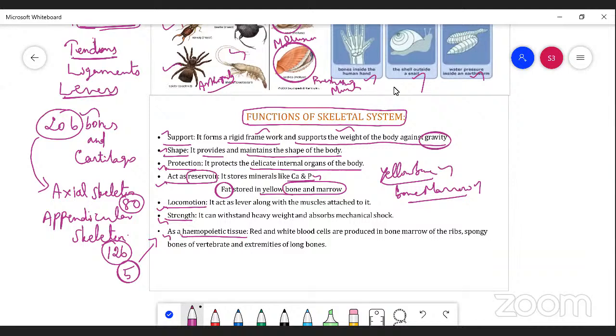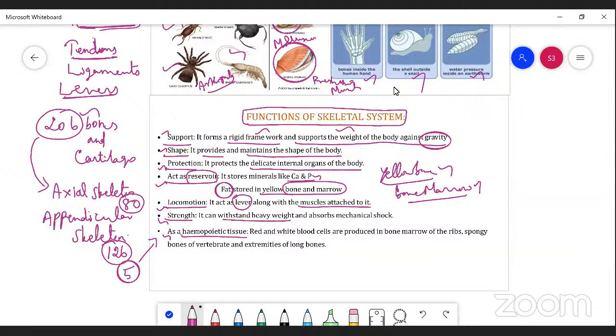Next, locomotion. The skeletal system acts as a lever along with the muscles. I already told you, the muscles are attached to the bones by the tendons. So whenever the body is moving, the muscles and the bones work together like a lever.